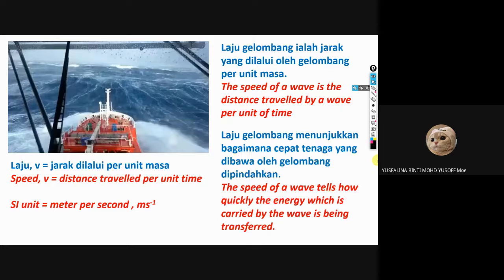Okay, the next one is the speed of wave. What does it mean by speed? In chapter 2, we already learned speed is the displacement divided by time. Here it's also the same: distance traveled by a wave per unit time. The speed of wave tells how quickly the energy carried by the wave is transferred. The unit is meter per second. So how many meters does it travel in 1 second?